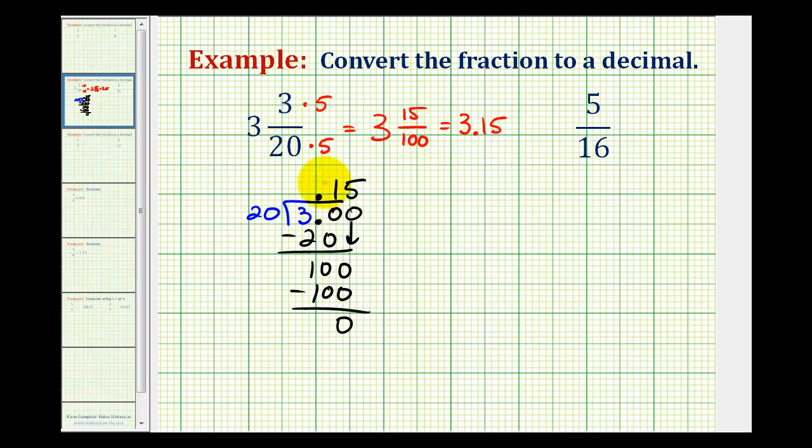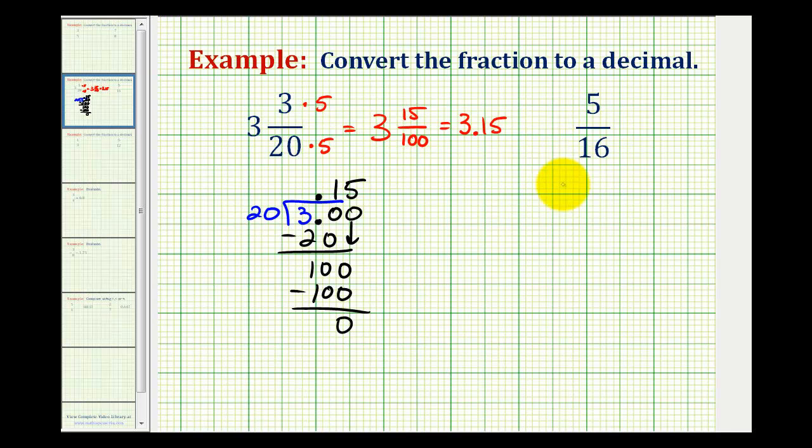And notice how the decimal part here is exactly what we had above for 3.15. We just need to be careful not to forget about the whole number here to the left of the decimal point. Looking at the second example, if we can't think of an easy way to convert the denominator to a power of 10, we should go straight to division.